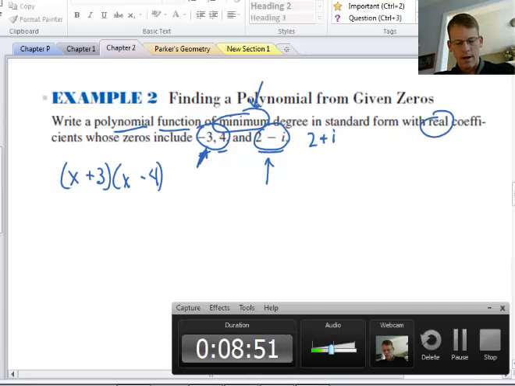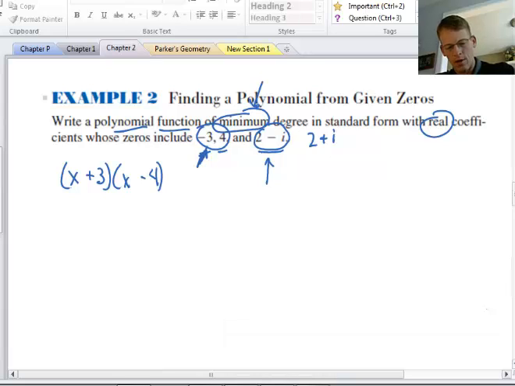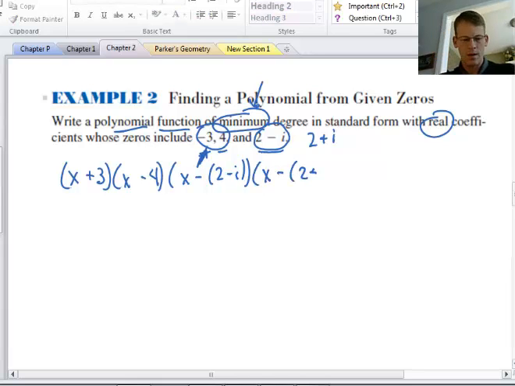Okay, so now we have the two other roots. We have x minus 2 minus i, and we have x minus 2 plus i.